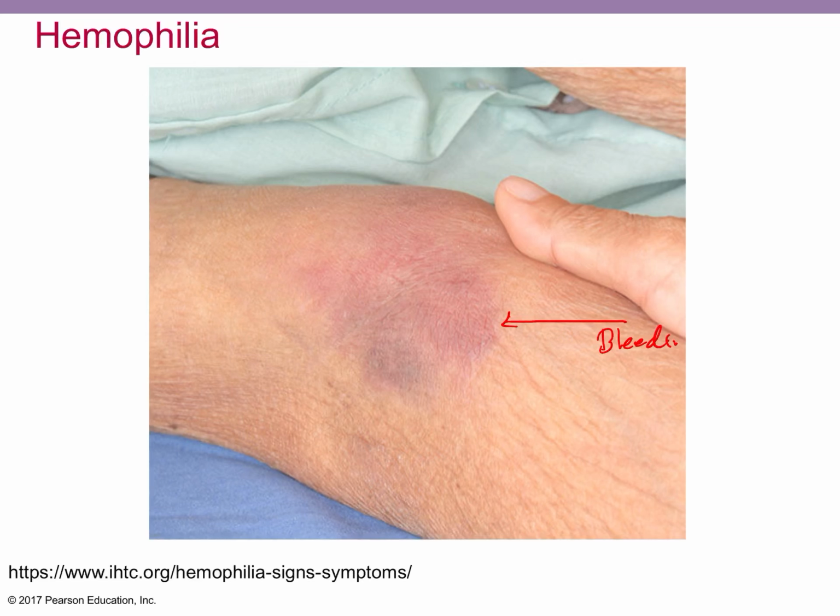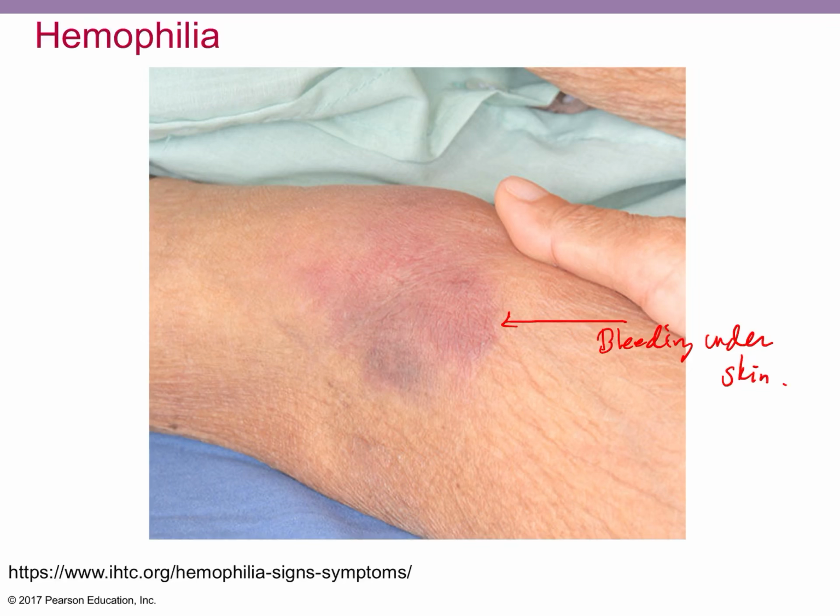This is a picture of hemophilia. It can show up as a bruise, because we know that bruises are just bleeding inside the skin, right? So we have bleeding under the skin. With hemophilia, if you bump yourself, you can bruise, and then that bruise will stop bleeding, and eventually the bruise will go away.